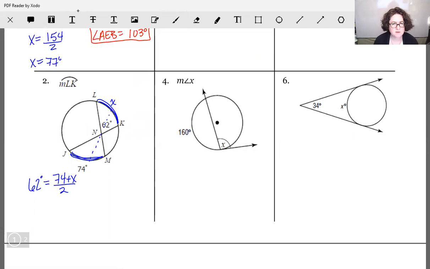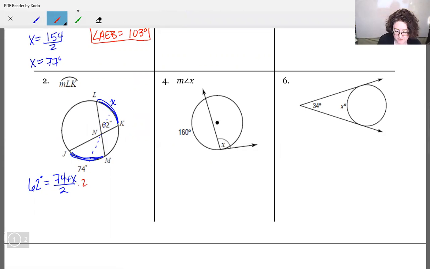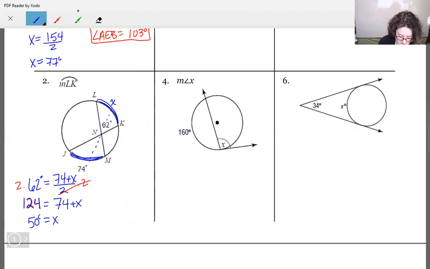Now that doesn't look as pretty with the fraction, but how can we undo the fraction? How can we get rid of a divide by 2? Well, do the opposite, multiply times 2. That would cancel out our 2's for us. Then we're left with 2 times 62, which is 124. So 124 equals our 74 plus X, no more fraction, and then we just subtract 74 from both sides. So 124 minus 74 gives me 50 degrees. So the measure of arc LK is 50 degrees.